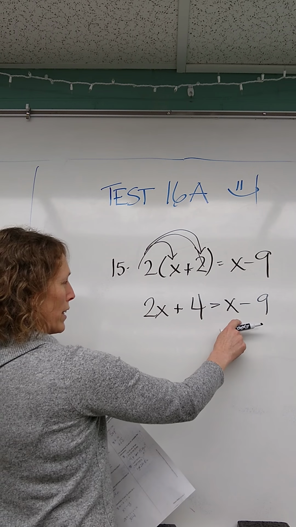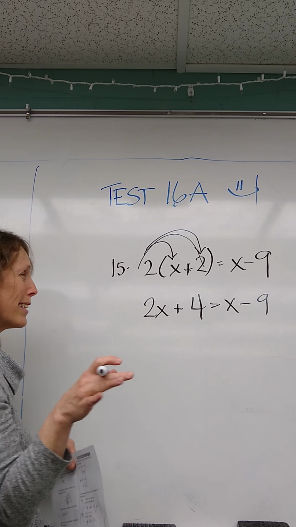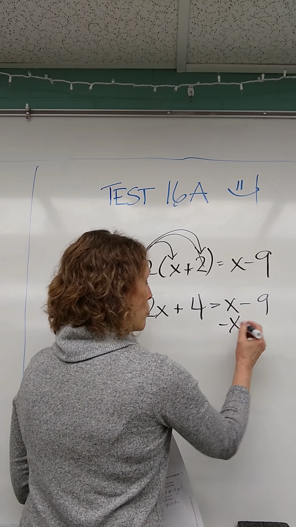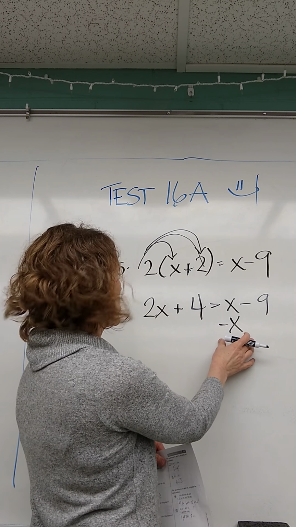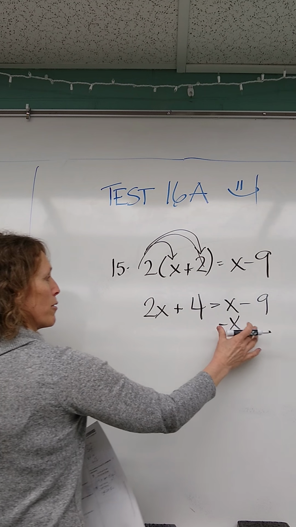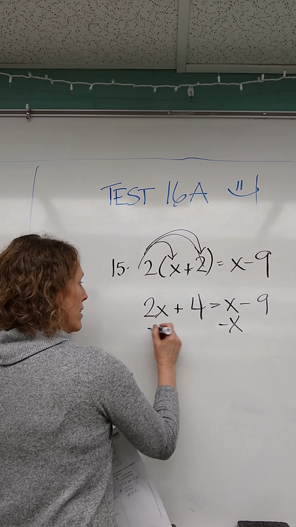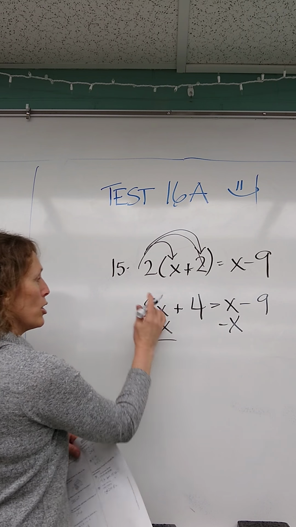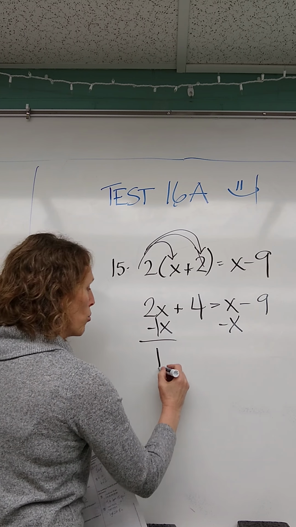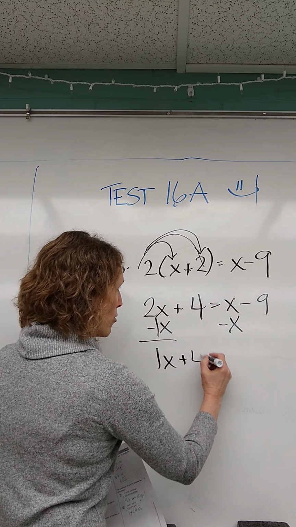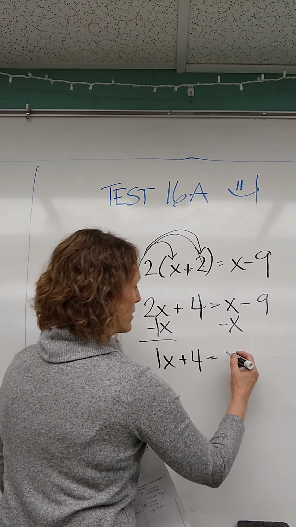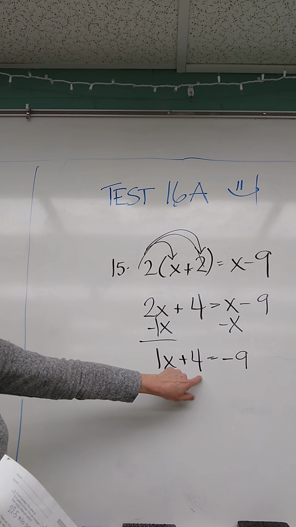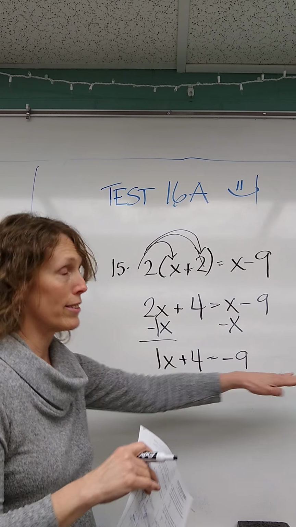I'm going to choose to move this so I end up with an x that's positive. So remember, to move it, this is a positive x. We subtract it. And remember the property of math that says if you subtract something from one side, the equation is still balanced if you subtract it from the other side. 2x minus 1x is 1x plus 4 equals, this negative sign stays, negative 9. Notice I'm getting closer to solving it, but this 4 is a problem. I need to get that moved to the other side.